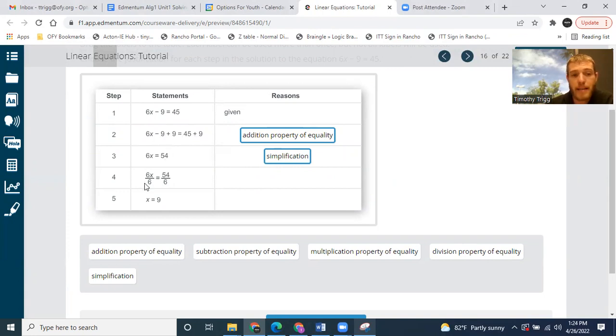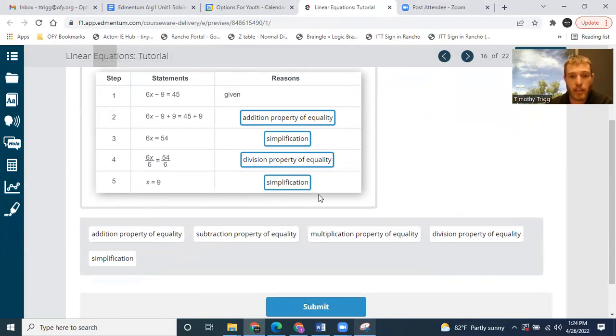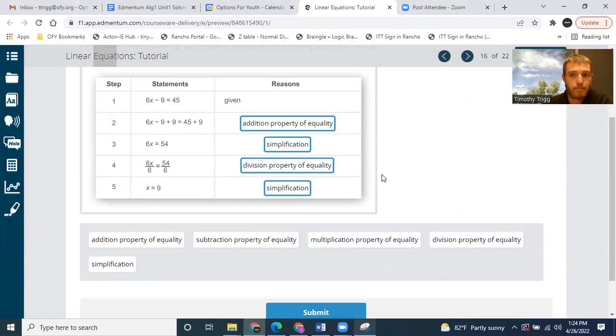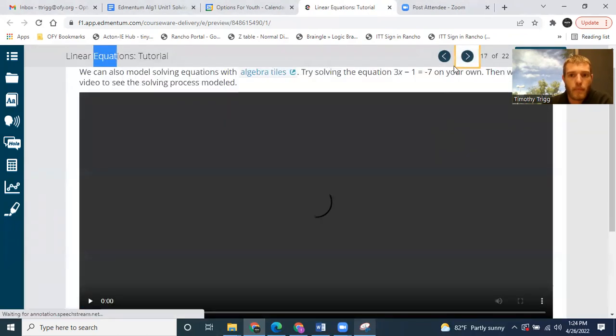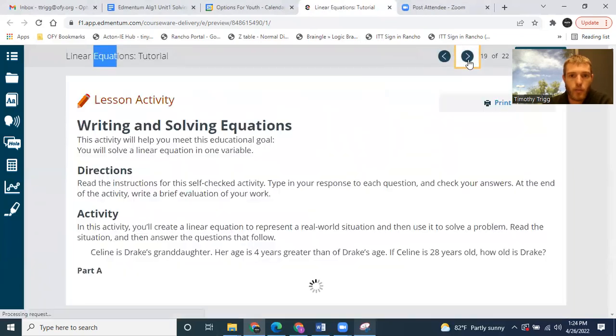Next, we are dividing by 6 on both sides. So whenever you do something on both sides of the equation, that's going to be a property of equality. All right. So we're dividing by 6 on both sides, so that's going to be a division property of equality. Lastly, the 6s cancel, so we're just canceling things and working out what this is, simplification again. Okay, so whenever you're just combining things or canceling things, you're just going to put simplification here. Okay, let's move on.